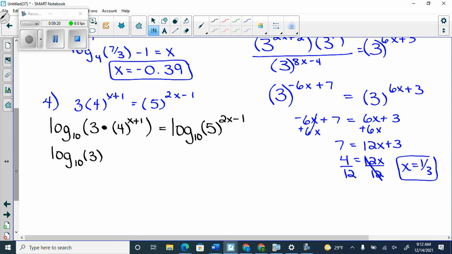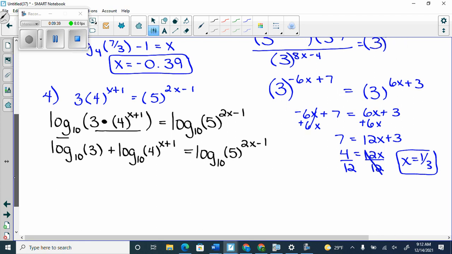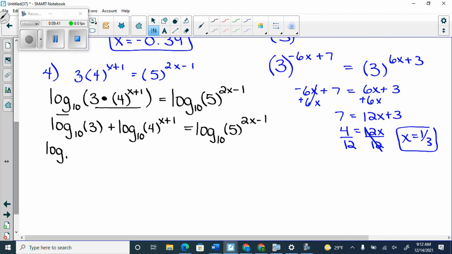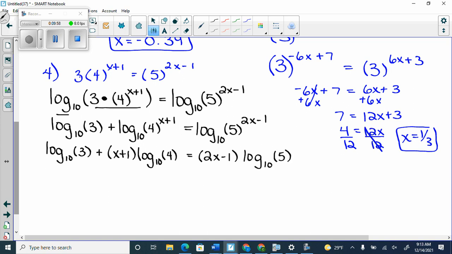So we get log base 10 of 3 plus log base 10 of 4 to the x plus 1. And the reason why I can do that is if I have a log base 10 of two things multiplied, I can separate them by an addition. We were taught that. And then I have this side, log base 10 of 5 to the 2x minus 1. Then my exponents drop in front. Log base 10 of 3 plus x plus 1 log base 10 of 4 equals 2x minus 1 log base 10 of 5. And then I can distribute.